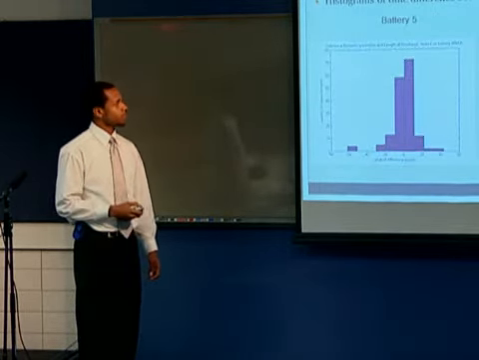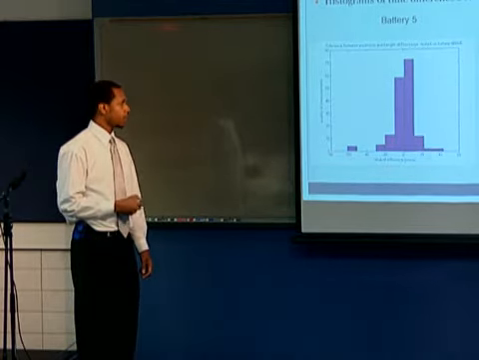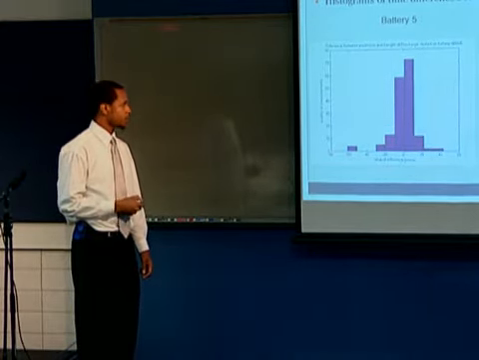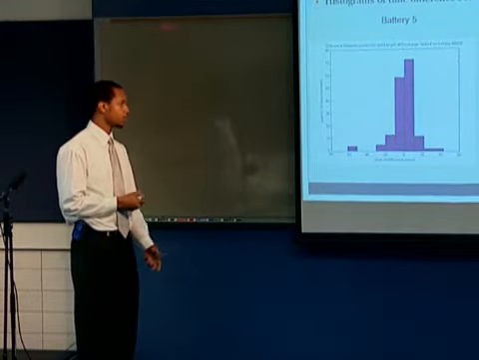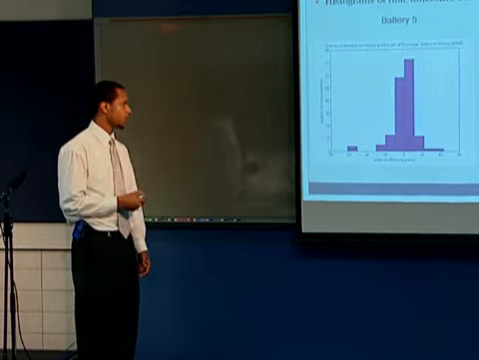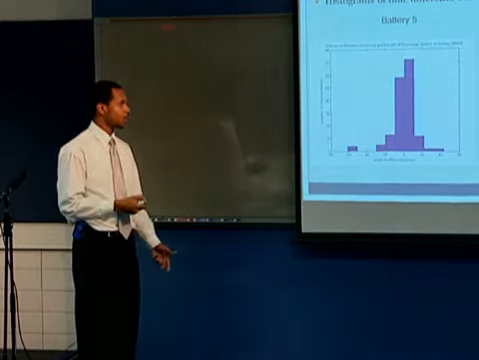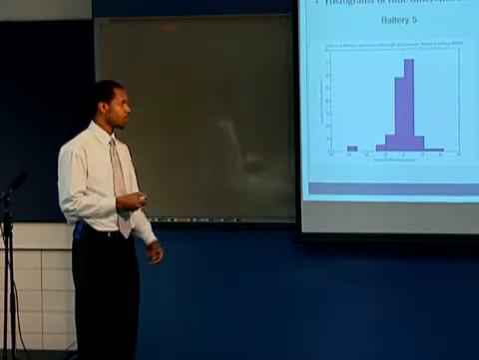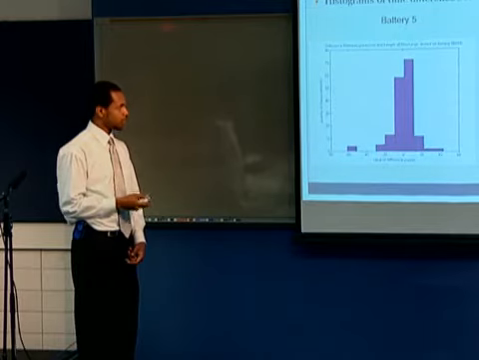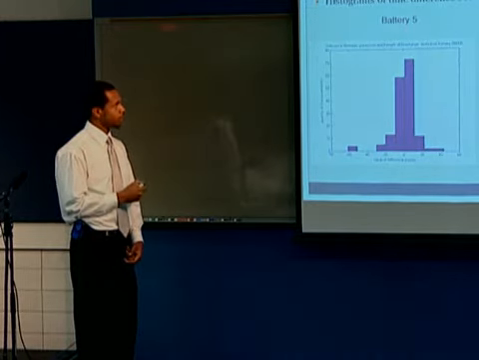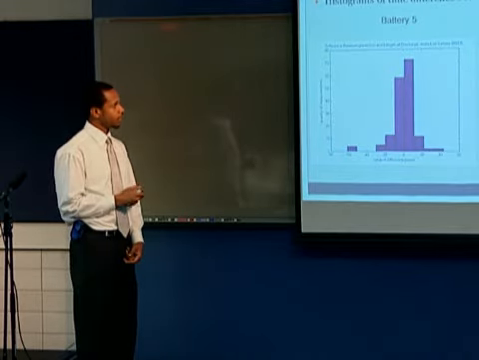And so these are just histograms showing my error. A negative value corresponds to overshoot. I predicted that the discharge length would last much longer than what it actually did. And a positive value means that I undershot. I predicted that the capacity would be less than what it actually was. And these are for batteries 5 and 18.